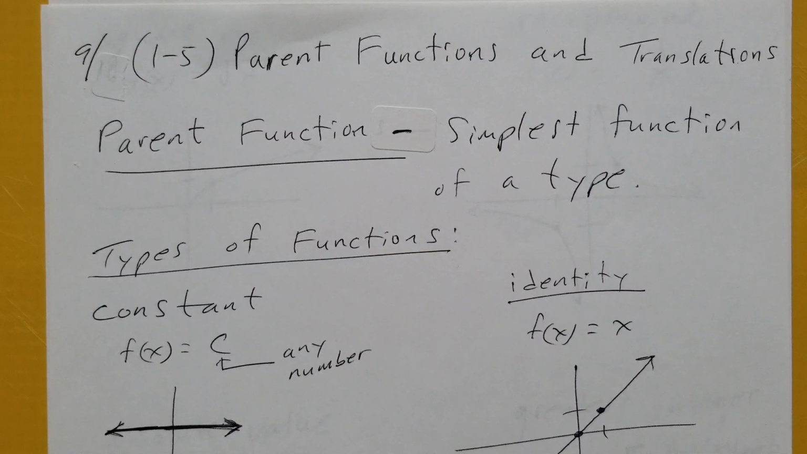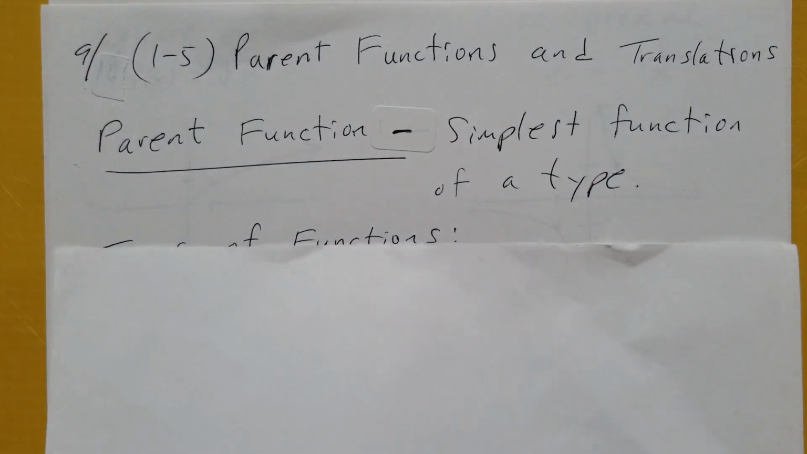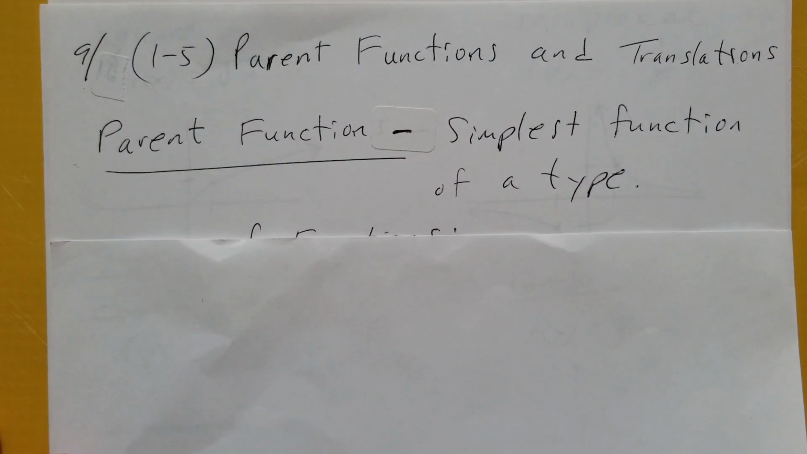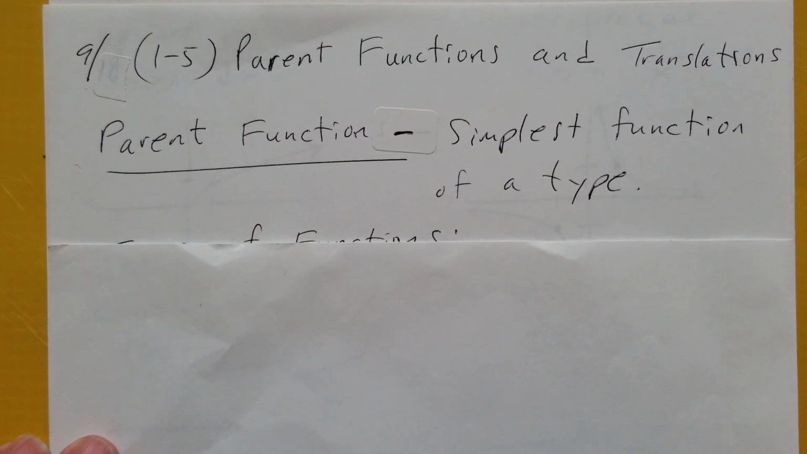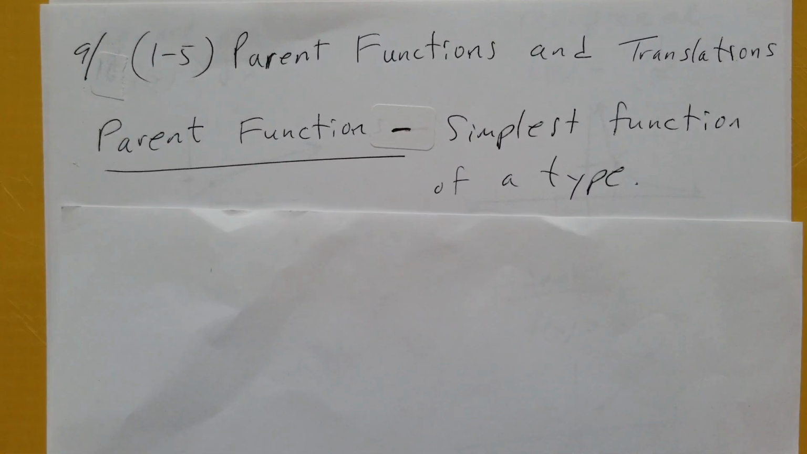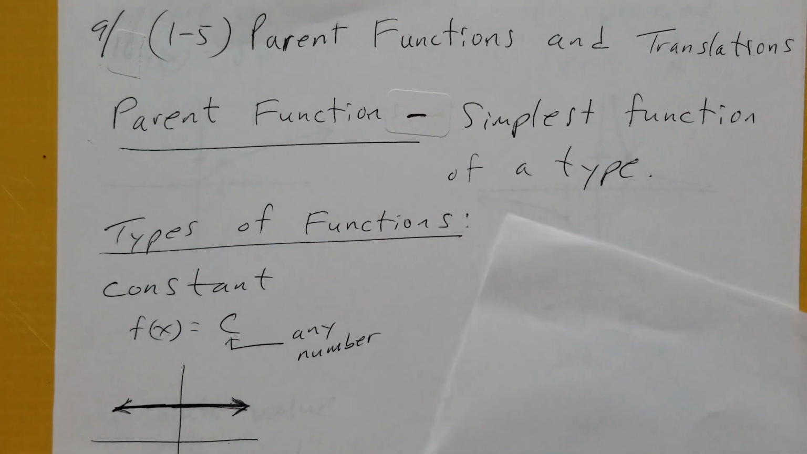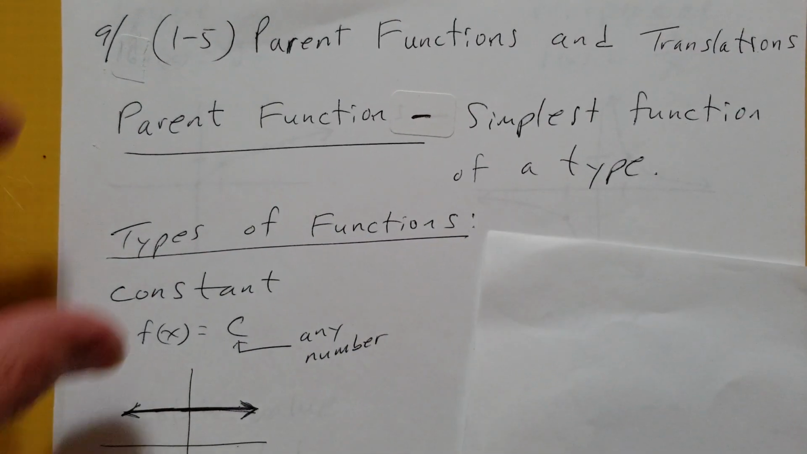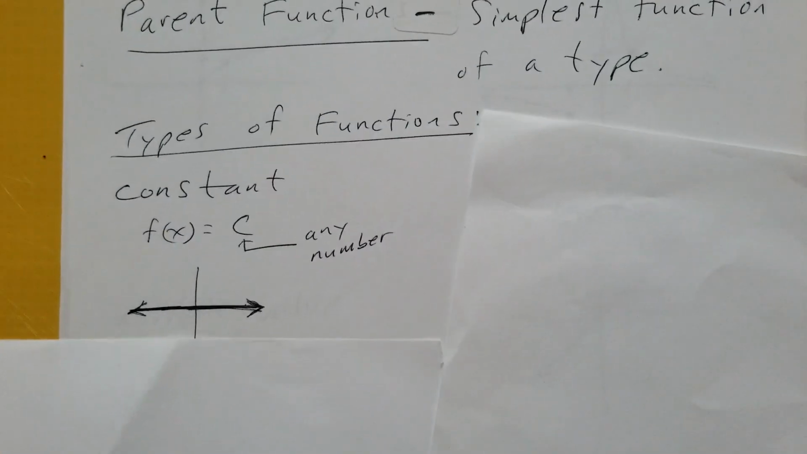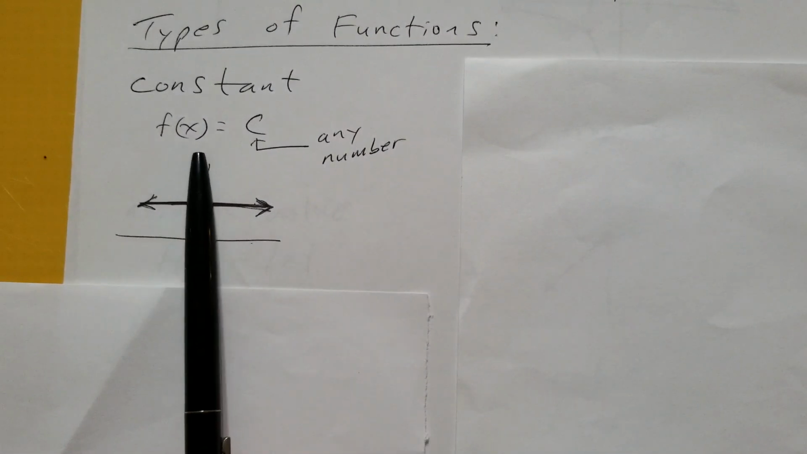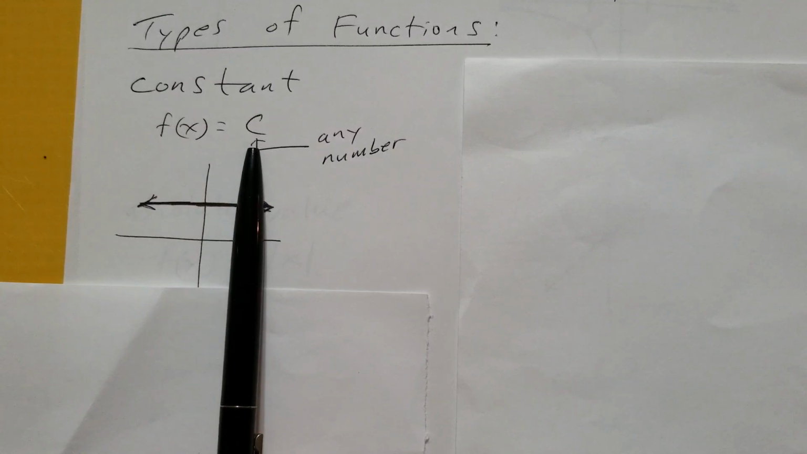This is 1-5, Parent Functions and Translations. A parent function is the simplest function of a type, right? There's a few types, but here we're just going to go over the simplest ones, okay? So the first one is the constant function, right? That's when you have f of x equals a number, any number, okay?